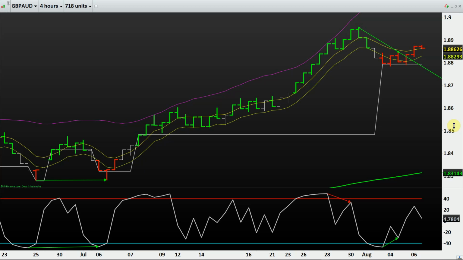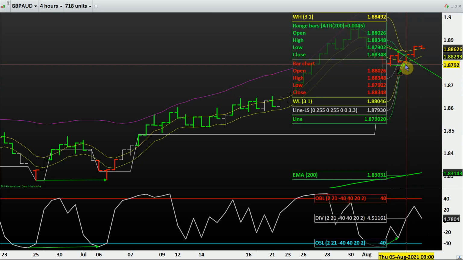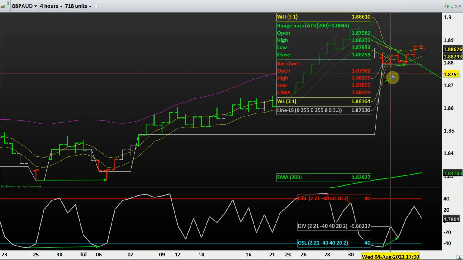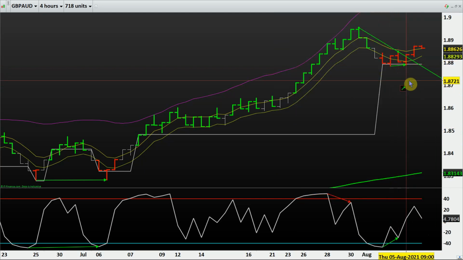Yes, but not theoretical. Yes, because the second one is higher. See this here? The second one is higher. This low should be lower, isn't it? Or similar. This low is 87.90 and this low is 87.85. So this second low cannot be higher.